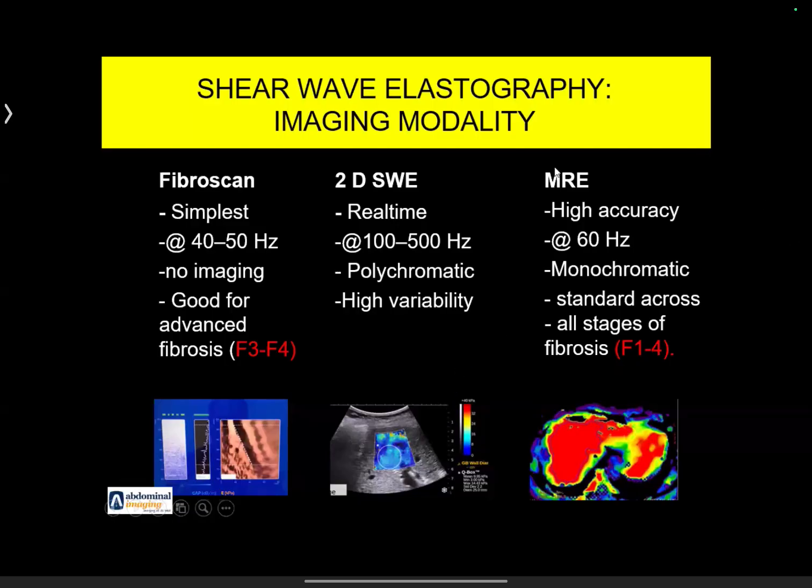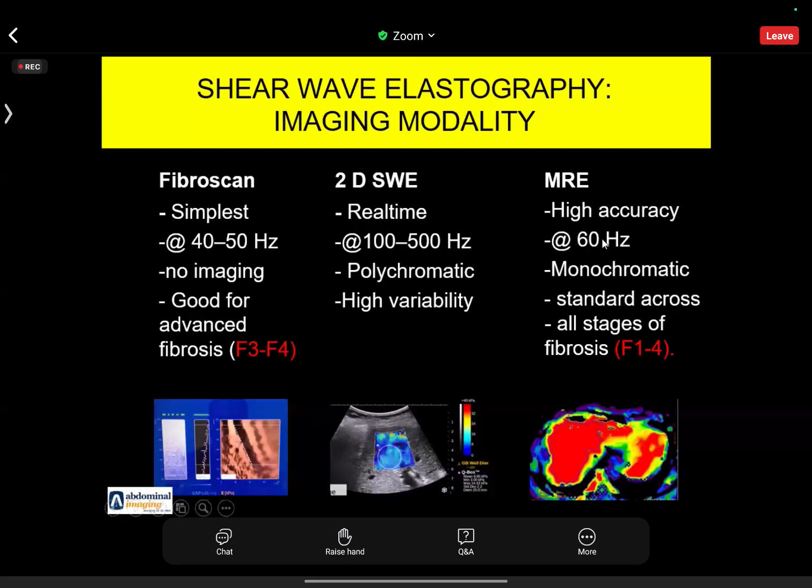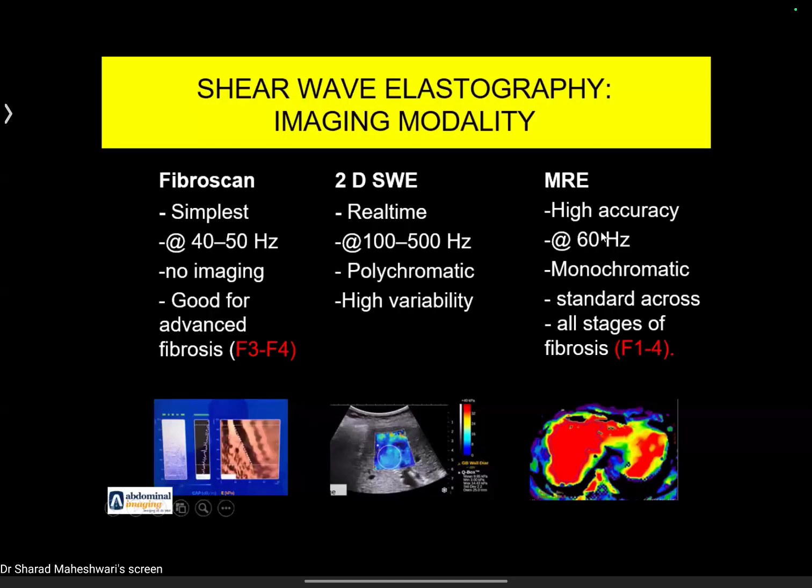This is a comparison. As of now, the most accurate way is MR elastography, because it is highly accurate, and one important thing is that the external beam, the sound waves which are sent to the liver, are at the same frequency, 60 hertz. It is monochromatic. It is standard across all vendors. So if you do elastography on a Siemens scanner, next time you can do it on a GE or a Philips scanner.